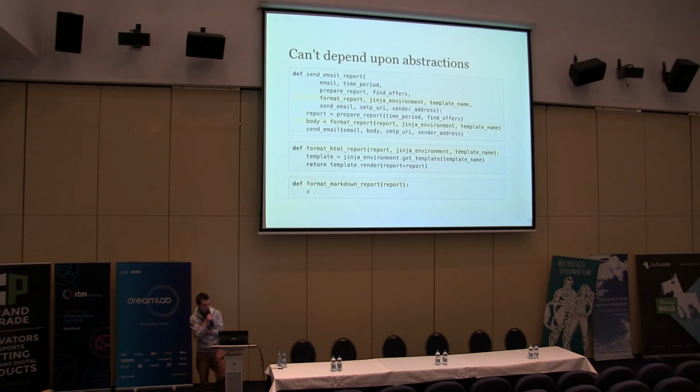Here's again the example of dependency injection in a function. Here you have 2 functions for formatting a report, the first one for HTML, the second one for Markdown, and the first one has 2 dependencies. And we could not use the Markdown report formatter in the send email report function because it does not need the Jinja environment nor template name, which are injected into it. So this function is still closed for extension.